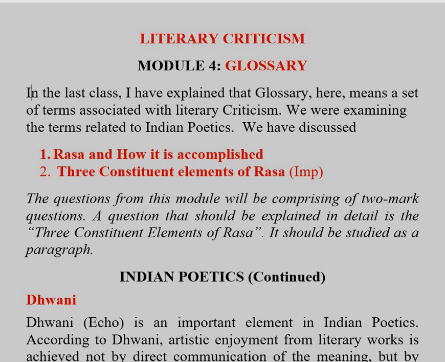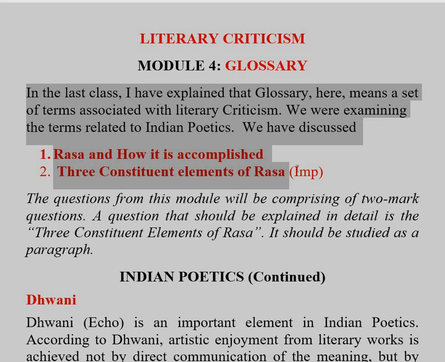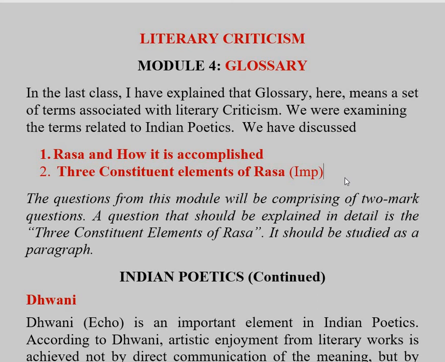In the last class, I explained that glossary here means a set of terms associated with literary criticism. We were examining the terms related to Indian poetics. We discussed rasa and how it is accomplished, and then the three constituent elements of rasa. These are the two important questions that you should expect from the previous class: rasa and how it is accomplished, and the three constituent elements of rasa. The second one is important.